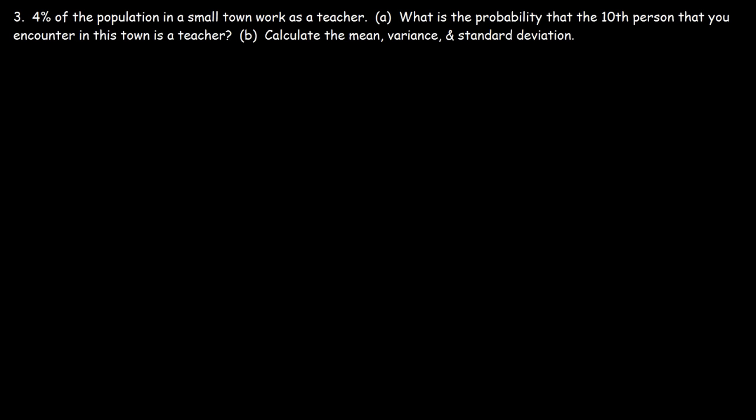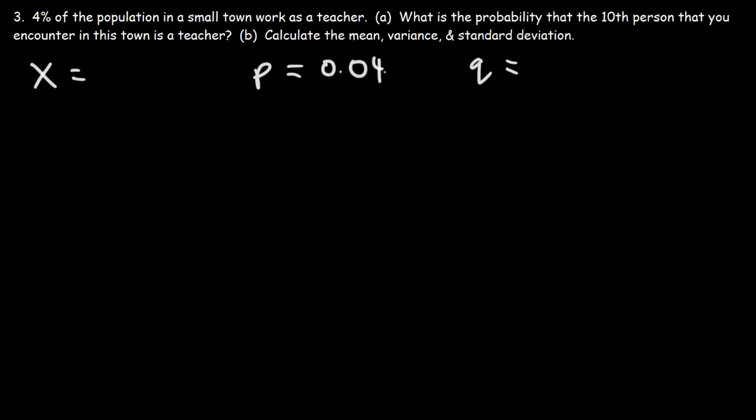4% of the population in a small town work as a teacher. What is the probability that the 10th person that you encounter in this town is a teacher? So let's identify the variables x, p, and q. 4% of the population are teachers, so p is 0.04.